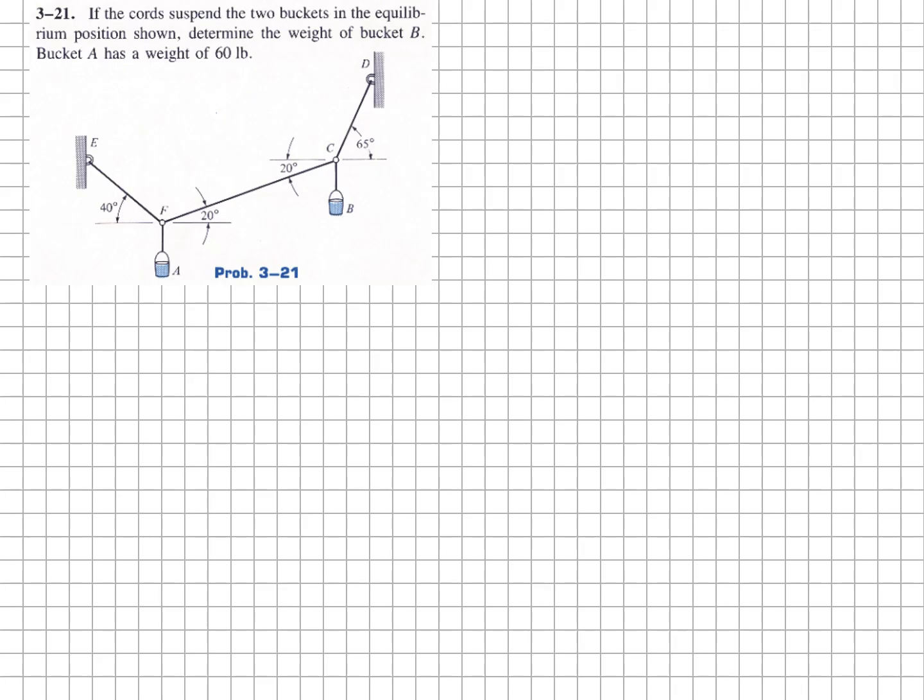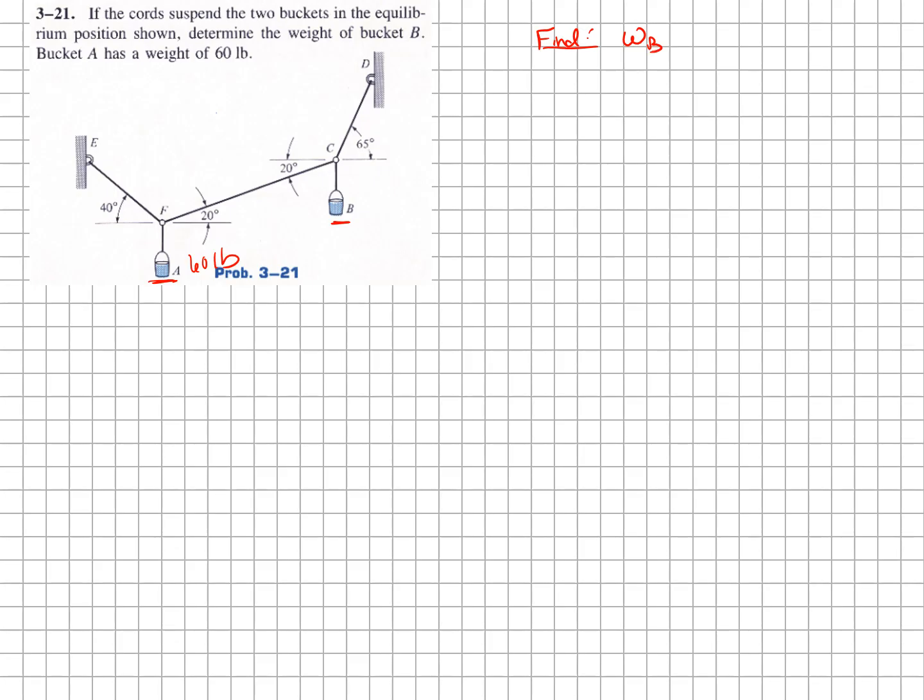The cords suspend the two buckets in equilibrium as shown. Determine the weight of bucket B when bucket A has a weight of 60 pounds. So we are finding the weight of B, bucket B.